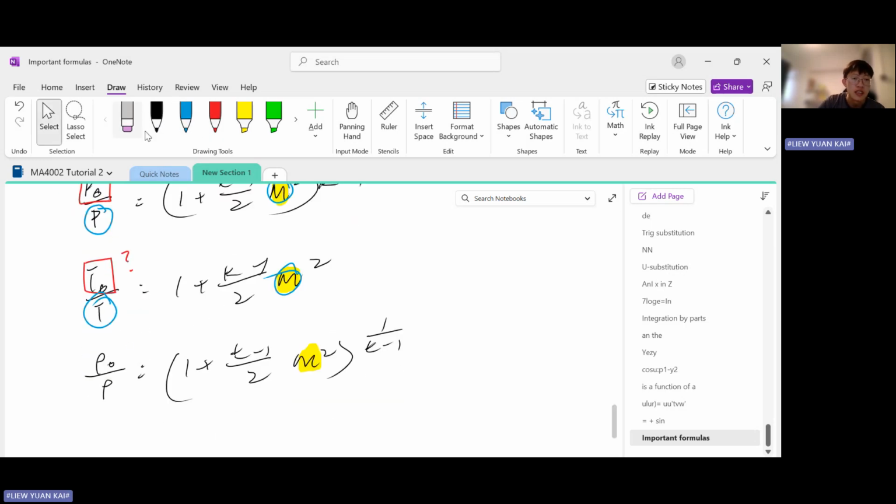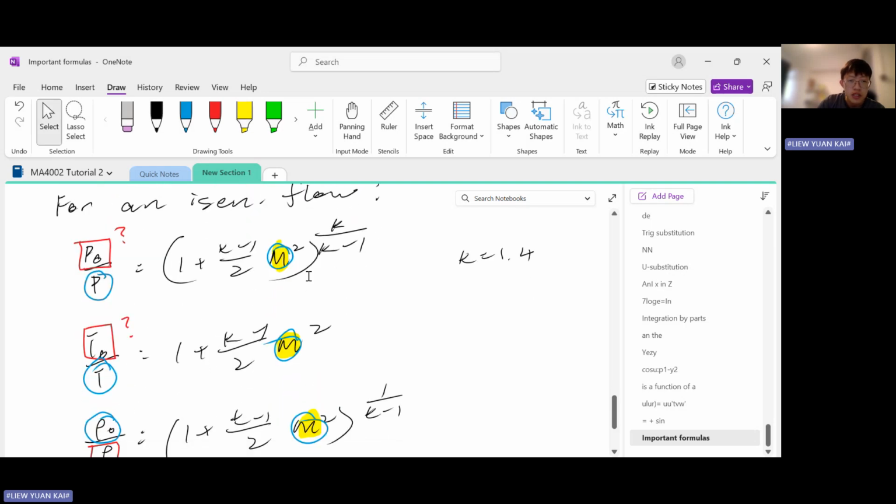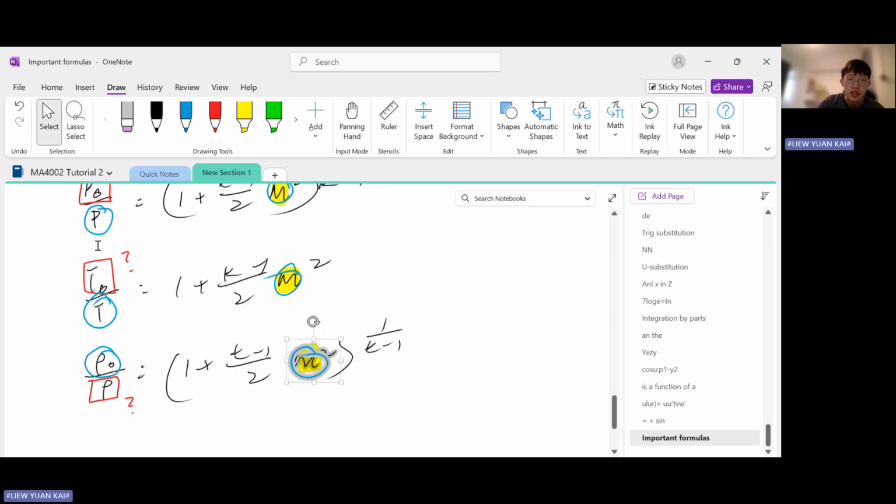Then the next one. Let's say now we don't know the static density. So what do we need? We need the stagnation density and we need the Mach number. What do you see is common throughout? We always need the Mach number, the Mach number, the Mach number, and some other condition to help us.